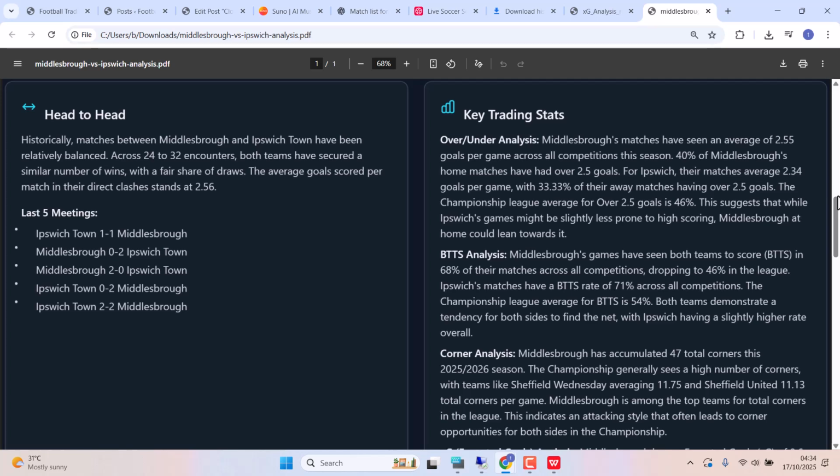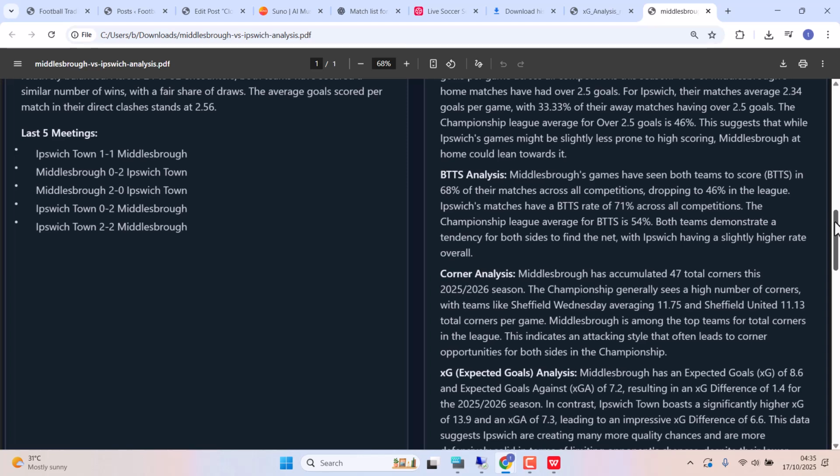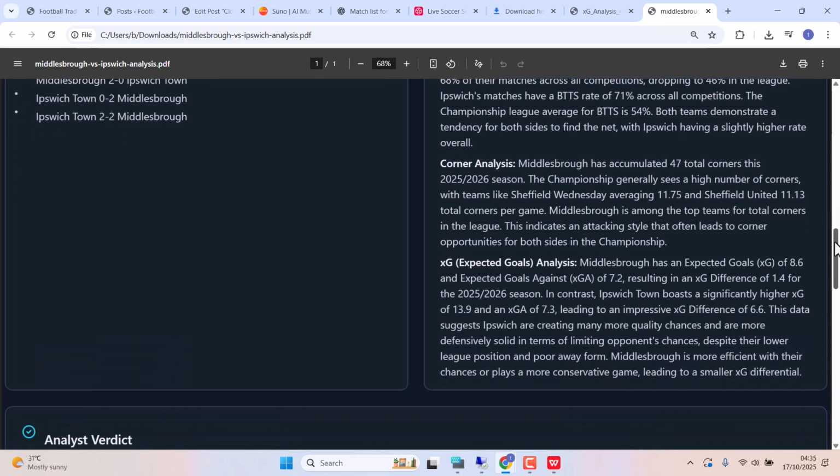But Middlesbrough matches have seen an average of 2.55 goals per game across all competitions. 40% over 2.5 goals, a pretty low number. 33% of the away matches over 2.5 goals for Ipswich. So it's more of a defensively led match for these two particular teams. While the Ipswich games might be slightly less prone to high scoring, Middlesbrough at home could lean towards it. Both teams to score 68% of their matches, so that's a high number. Sorry, dropping to 46% in the league. So looks like the cup is enhancing the both teams to score patterns there.